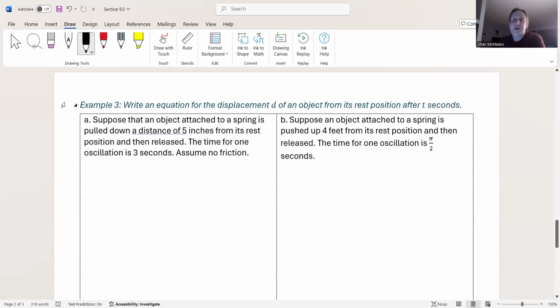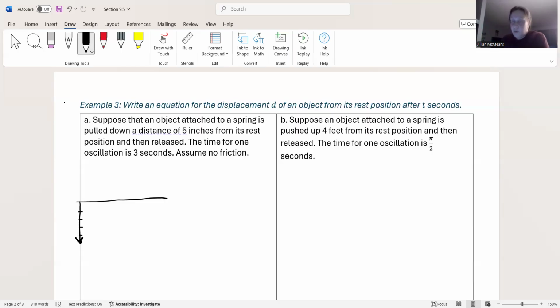Okay, so example 3 says write an equation for the displacement d of an object from its rest position after t seconds. For part A, it says suppose that an object is attached to a spring and is pulled down a distance of 5 inches. Okay, so if this is rest, we're taking our object and we're pulling it down 5 units right off the bat. We haven't let go. We're pulling it down 5 units, and then as soon as time starts, we let go and it goes flying up.